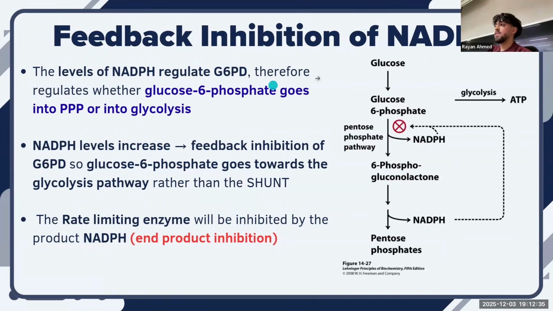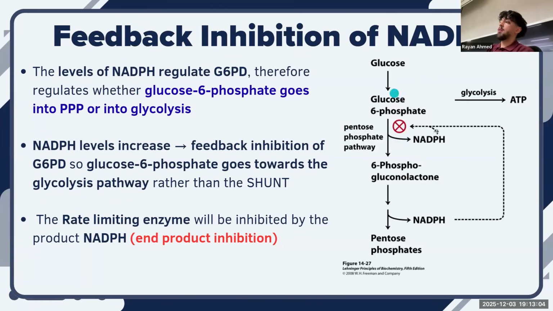Now, we're going to be talking about feedback inhibition of NADPH. As you can see, we already talked about this. This is glucose 6-phosphate, 6-phosphogluconate. This is the oxidative reaction. And the enzyme that is being used here is G6PD. So the levels of NADPH regulate G6PD. Therefore, it regulates whether glucose 6-phosphate goes into the pentose phosphate pathway or into glycolysis.